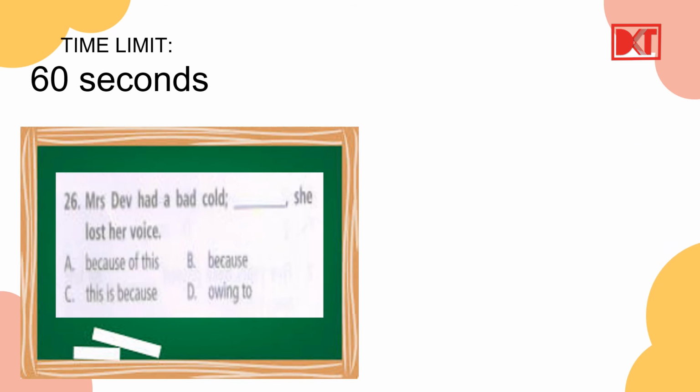Mrs. Dev had a bad cold, dash she lost her voice. Because of this she lost her voice. Because she lost her voice. This is because she lost her voice, or owing to she lost her voice. Here the correct answer is because of this. Why? Because in the first part itself, we are providing a certain reason to something. Then we say because of this first thing only, what happened? The second part of the sentence happened. All right.